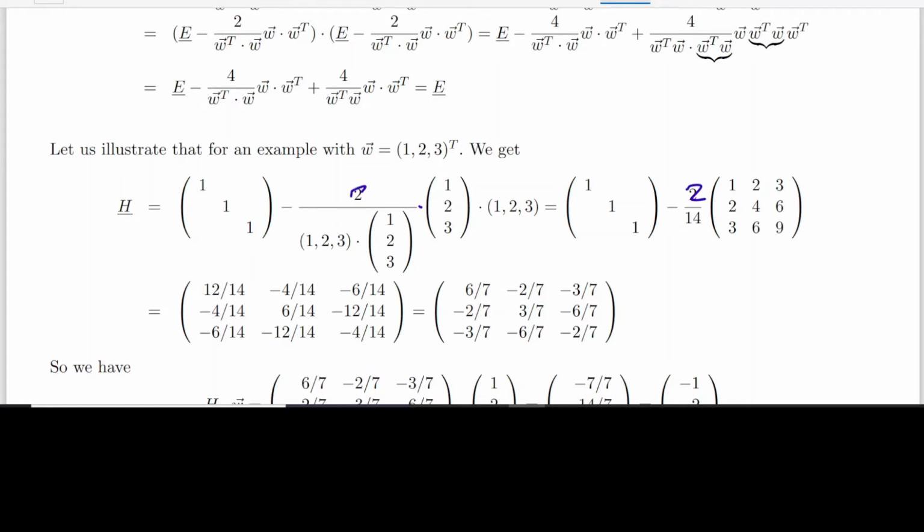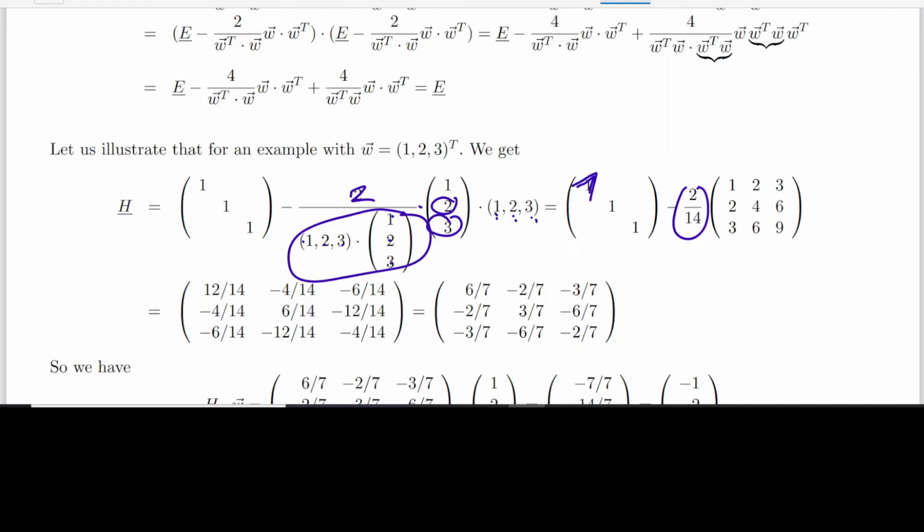2, this is this 2, and then 1 times 1 plus 2 times 2 plus 3 times 3. That is the result of that matrix multiplication. Row times column is a number, and in this case it's 1 plus 4 plus 9, which is 14. And then here we have matrix multiplication, column times line. This is 3 by 1 times 1 by 3, so the result is 3 by 3, and the result is 1 times 1 is 1, 1 times 2 is 2, 1 times 3 is 3. And then the next line, 2 times 1, 2, 3 is 2, 4, 6, and then 3 times 1, 2, 3 is 3, 6, 9. Okay, what do we have now? It's 1 minus 1 times 2 over 14, which is 2 divided by 14.